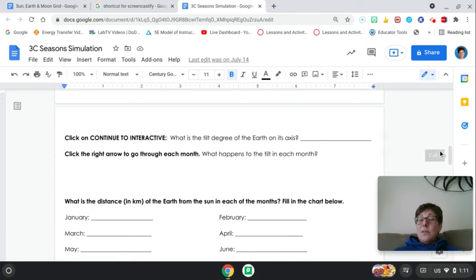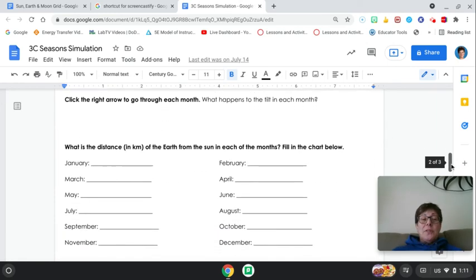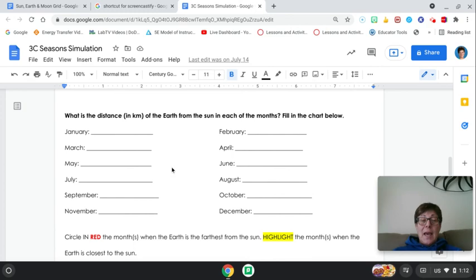All right. Then once you do that, you're going to go back and do it again, but you're going to look at the simulation for the month of January and tell me what is the distance of the Earth from the sun and fill that in. And then you're going to do that for February and then March and April, and you're going to go through the whole year. So once you go through that simulation, if you've written down the distance of the Earth to the sun, then you're going to do the next part.